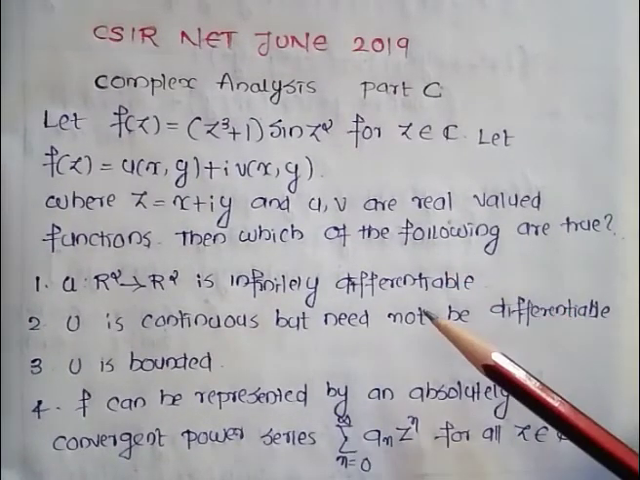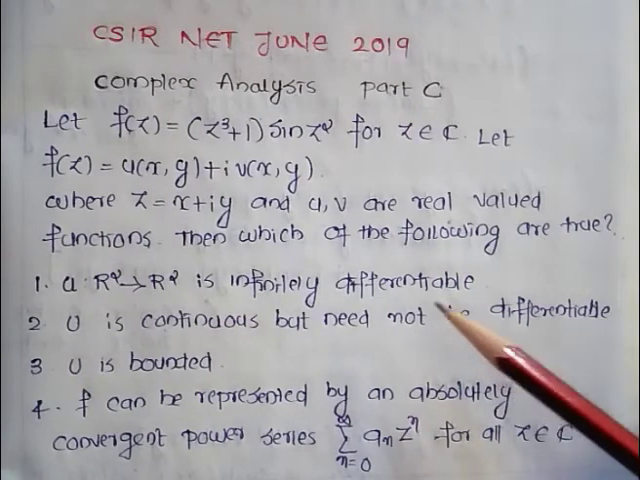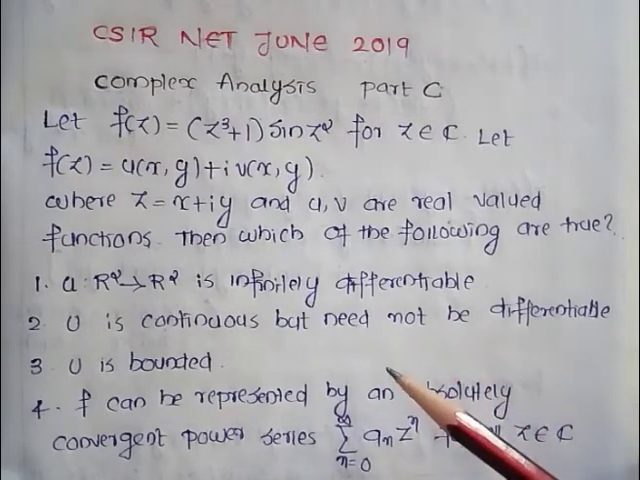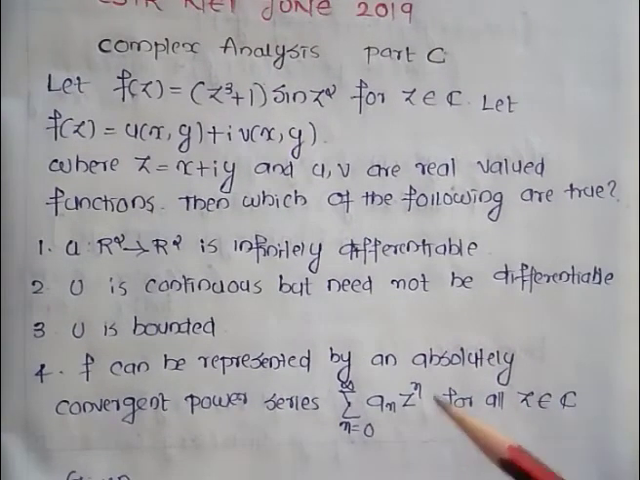Option 1: u from R^2 to R is infinitely differentiable. Option 2: u is continuous but need not be differentiable. Option 3: u is bounded. Option 4: f can be represented by an absolutely convergent power series, summation n ranging from 0 to infinity a_n z^n, for all z belongs to C.